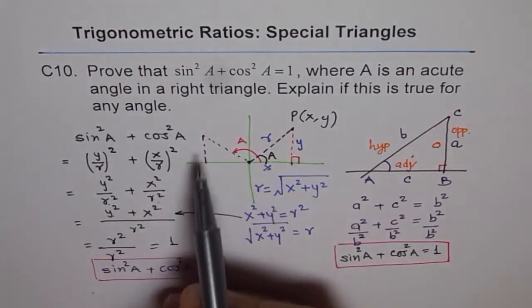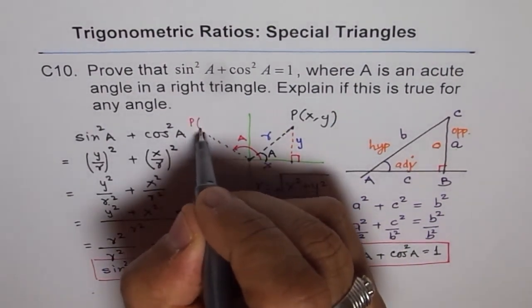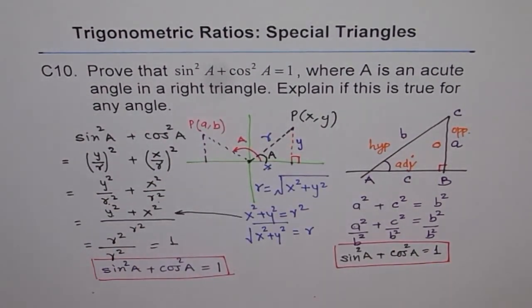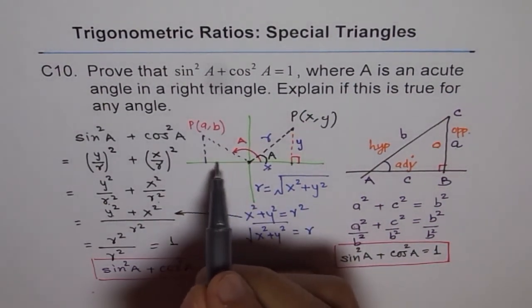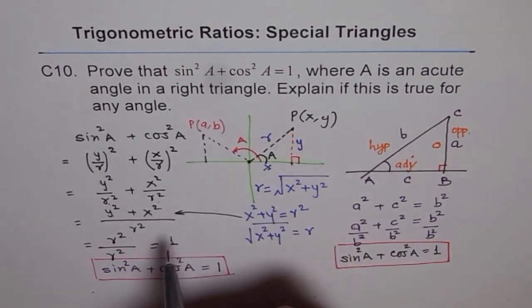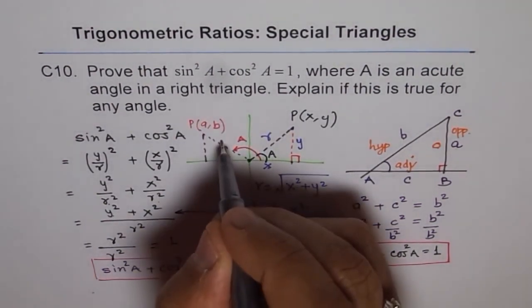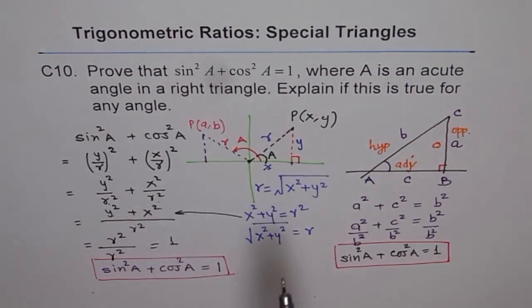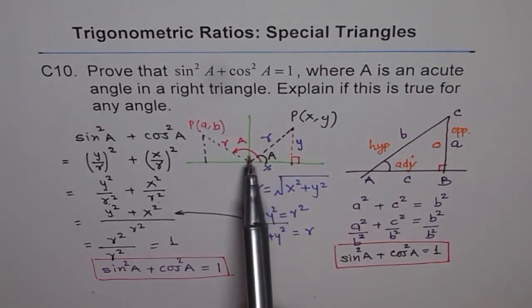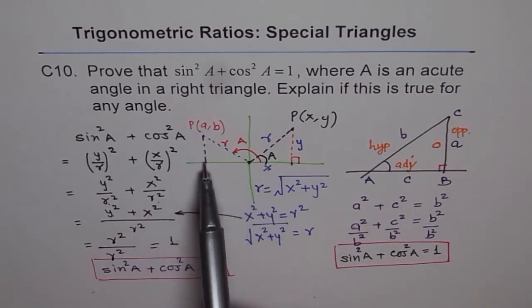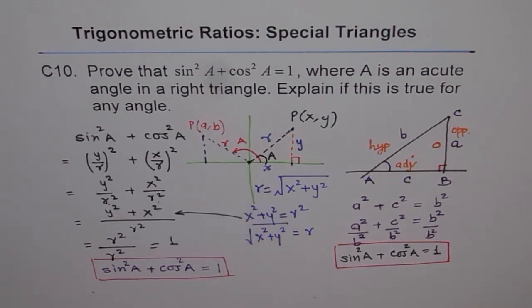Again, let's say this point is A comma B, any general point A comma B. In that case, this side will be A and that side will be B, correct? So A square plus B square remains PQ, which is R. Do you see that? So we will see that whether the triangle is acute or obtuse, we will get the same result, right? Because effectively, it is a right angle triangle, correct? So that is how we prove that sine square A plus cos square A equals 1.